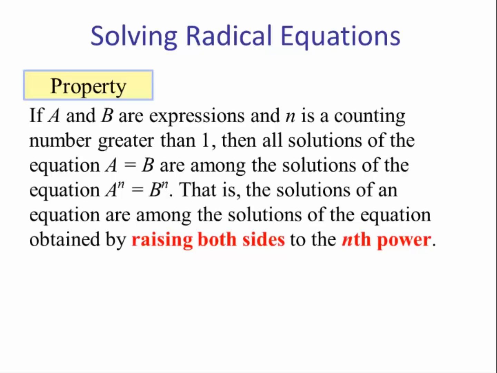Property. If a and b are expressions and n is a counting number greater than 1, then all the solutions of the equation a equals b are among the solutions of the equation a raised to the n power equals b raised to the n power. That is, the solutions of an equation are among the solutions of the equation obtained by raising both sides to the n power. So we will use this property in solving radical equations that are not square roots. Let's do an example.